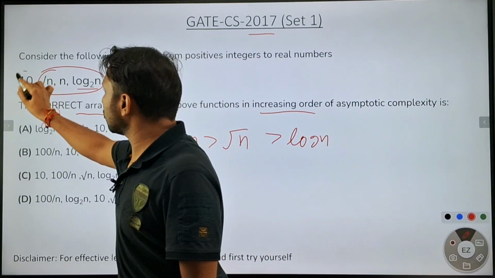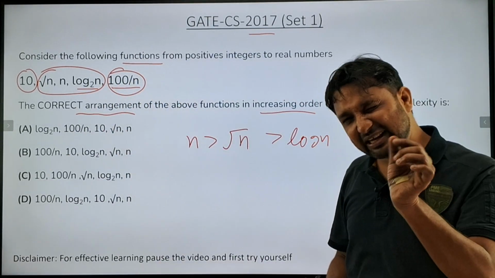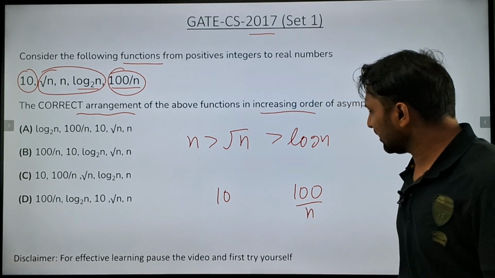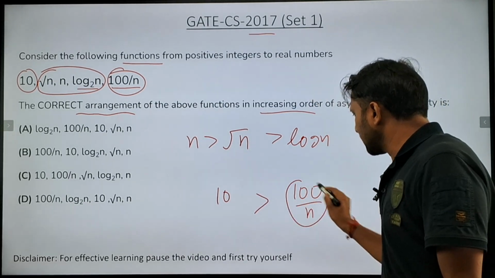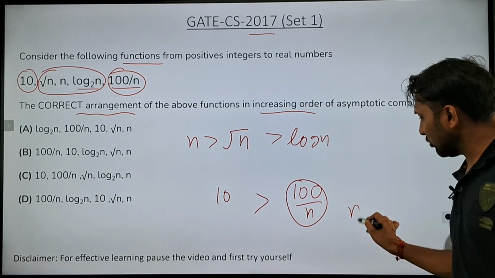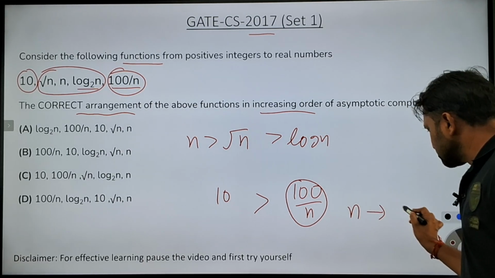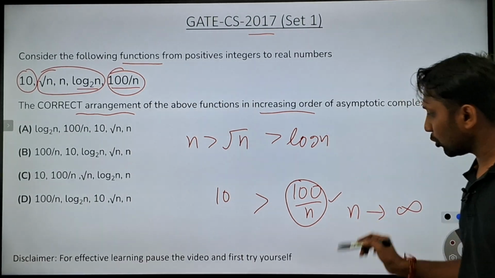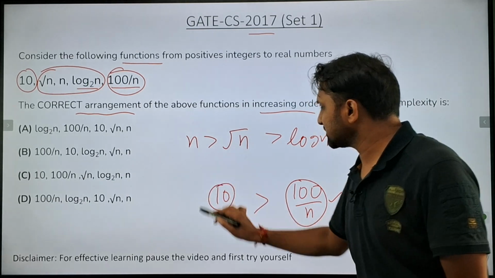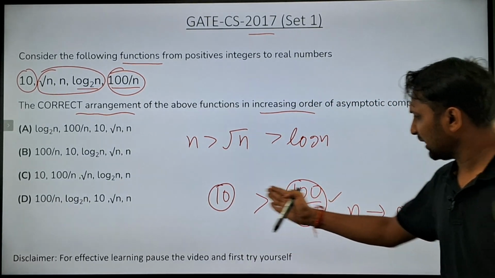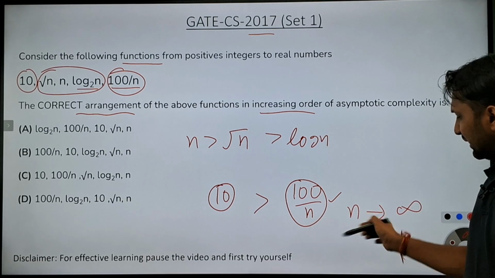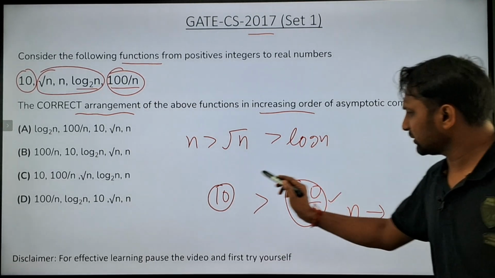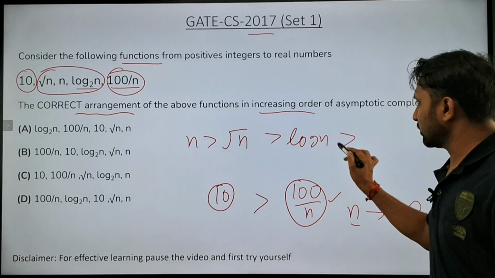Now if you want to compare 10 and 100 by n, this is a little tricky. Which is greater, 10 or 100 by n? Here 10 is greater than 100 by n, because as n tends to infinity, as you put larger and larger values of n, 100 by n becomes smaller and smaller, but 10 remains constant. So even 100 by n will be smaller than 10 as you increase n. So in asymptotic notations, n tends to infinity, and this is smaller than 10, and this constant is smaller than log n itself.